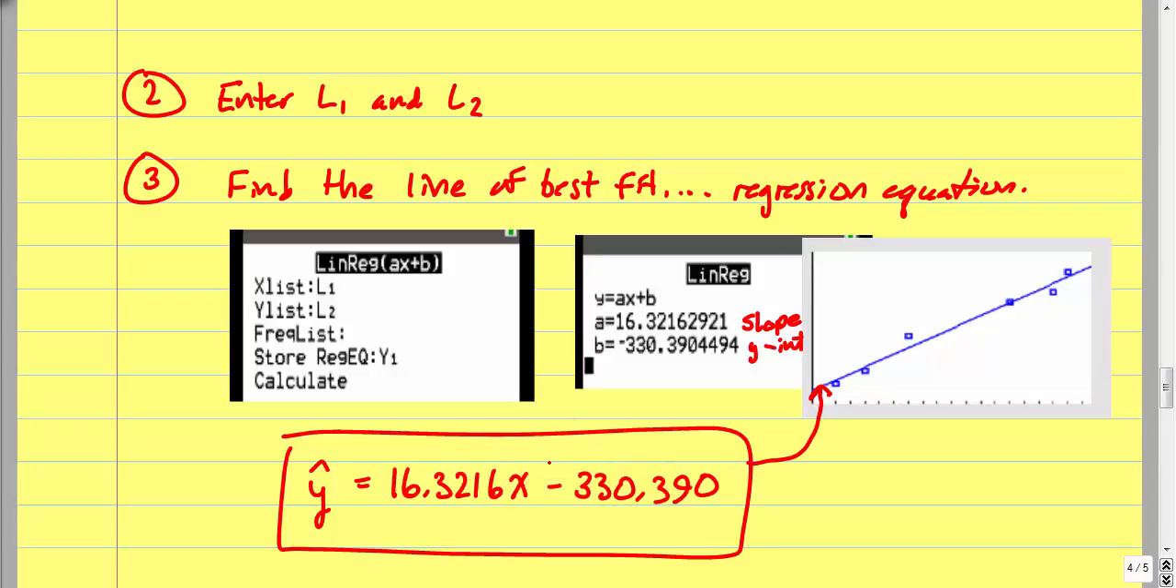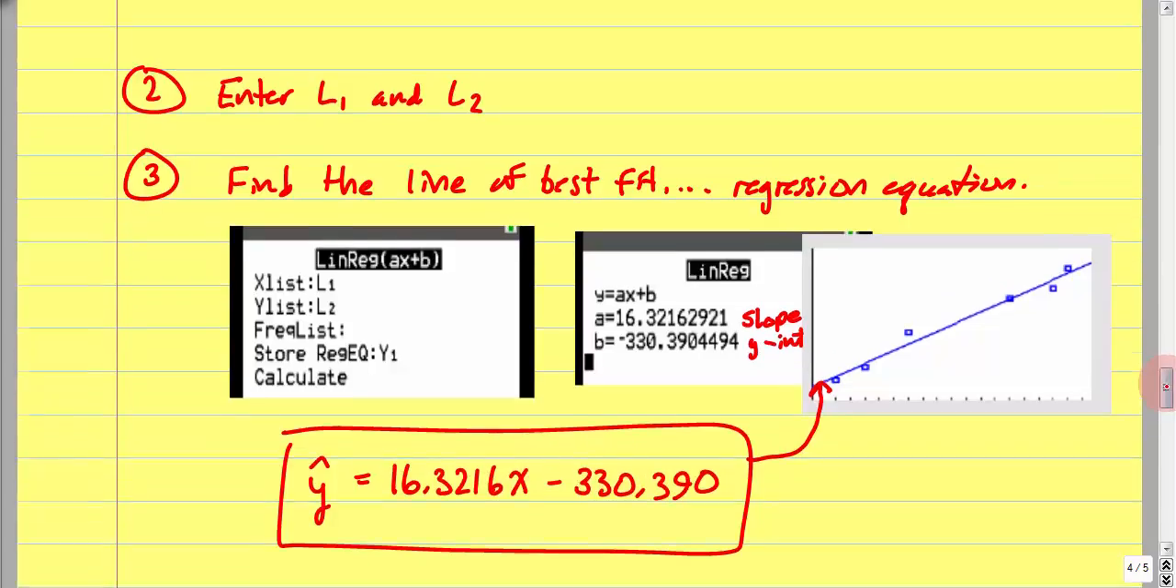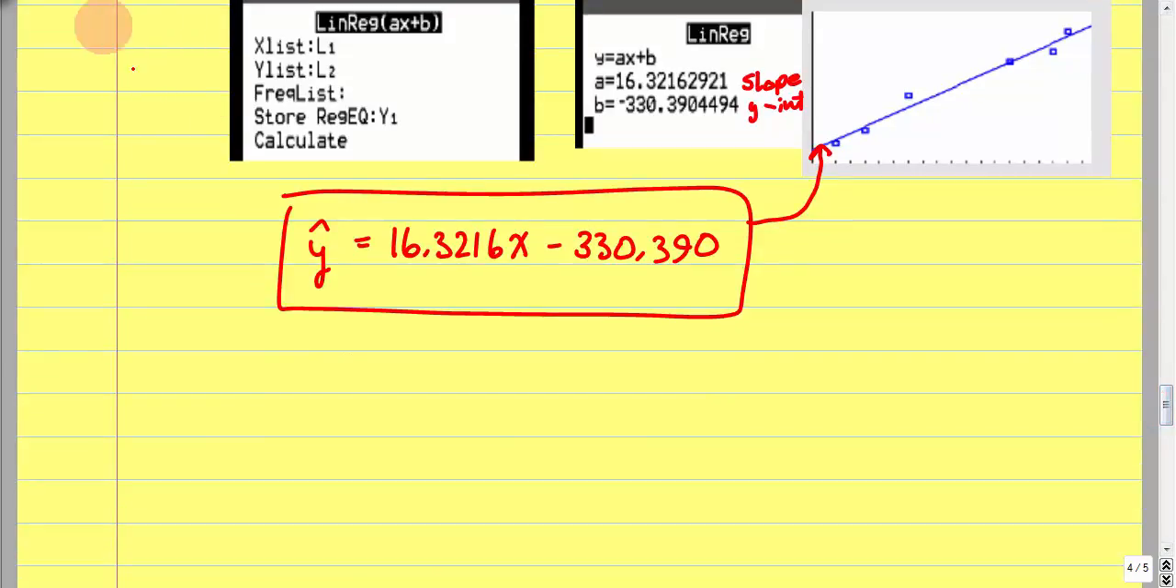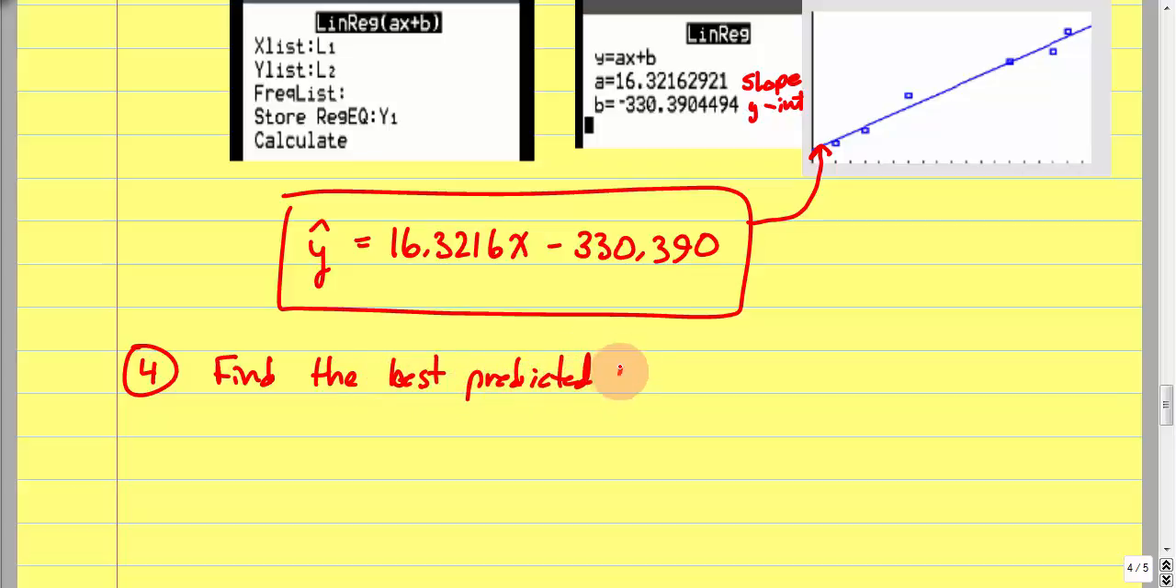Now let's go ahead and look at a predicted value, because that seems appropriate here. That's our fourth step if prediction is appropriate. So find the best predicted weight of a bear with a chest size of 40 inches.